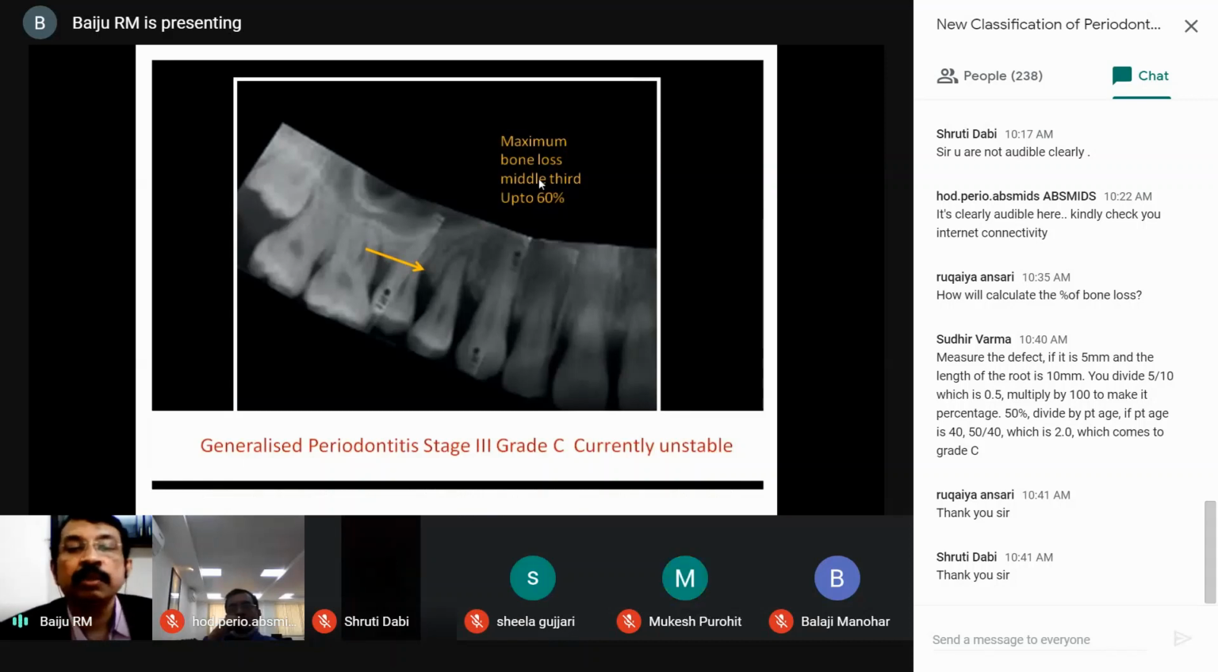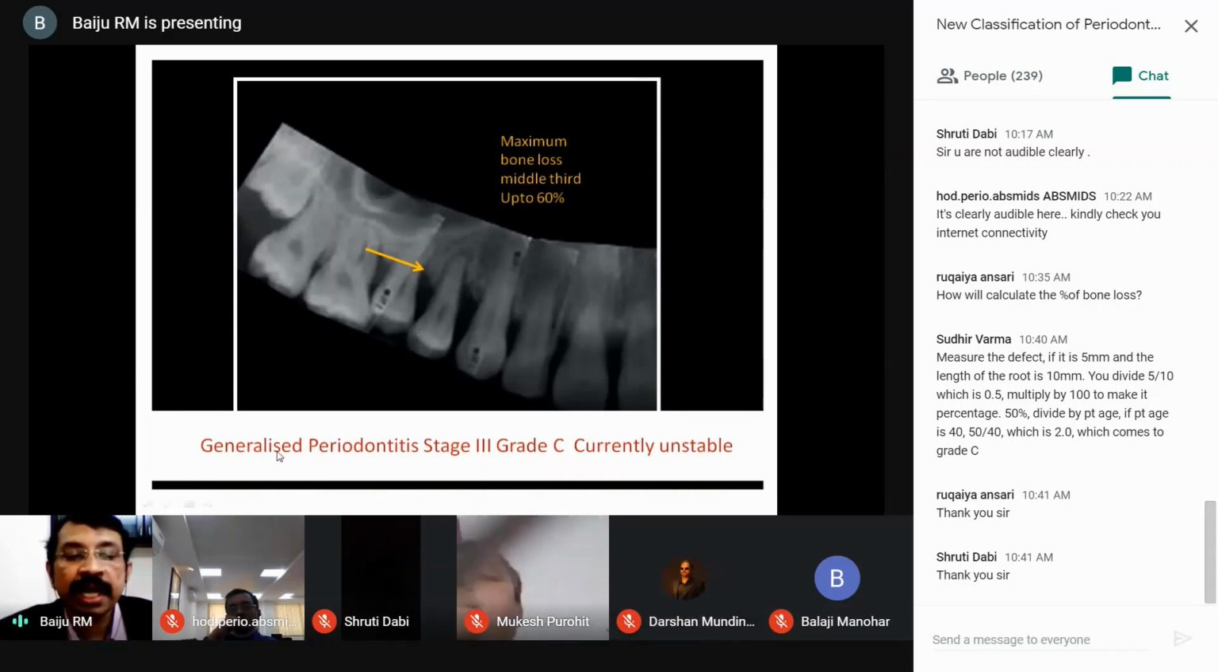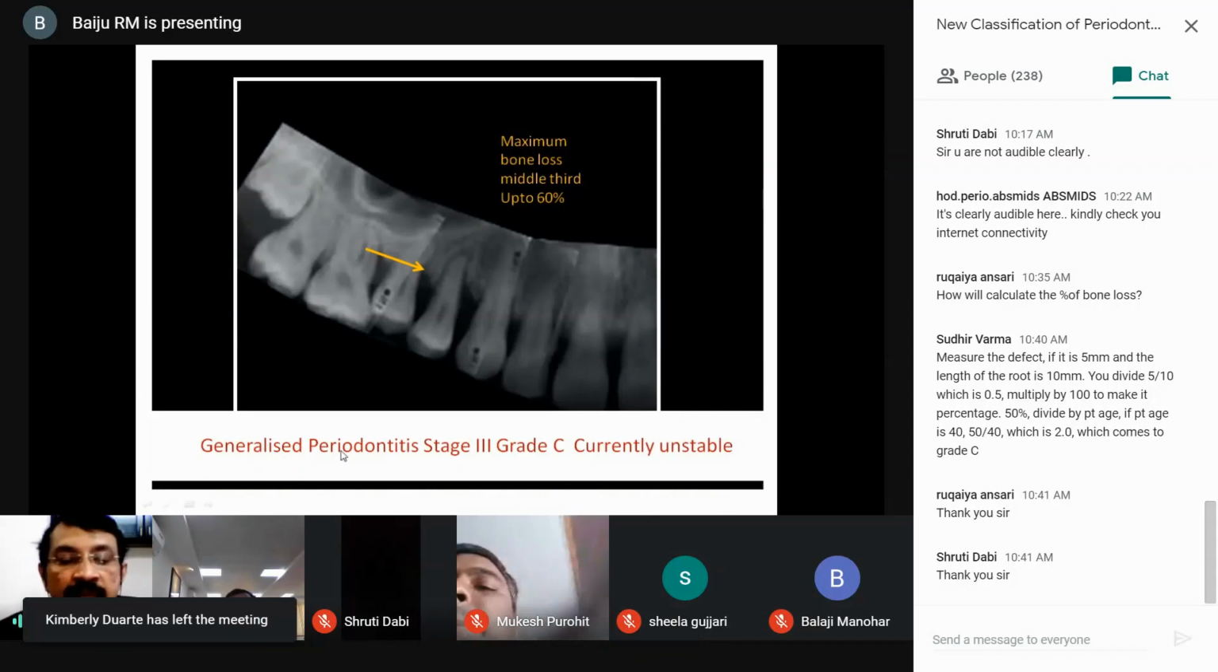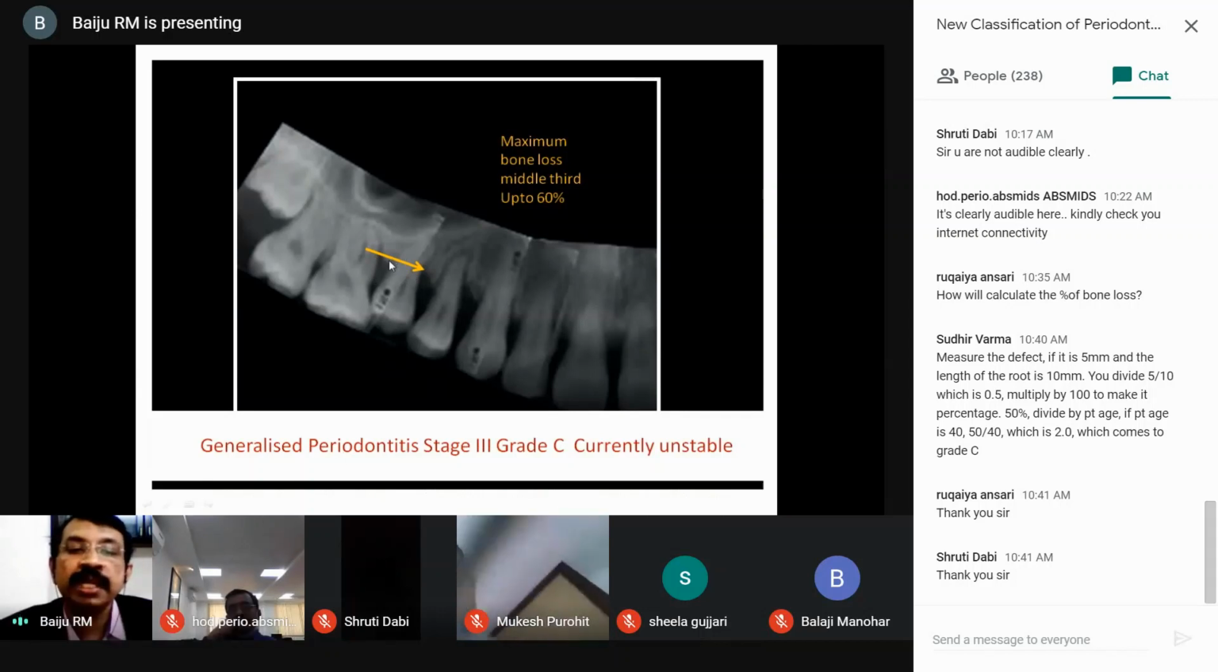So what will be the diagnosis? What will be the stage? Or what will be the diagnostic statement? The patient is 19 years old. Since she has generalized bone loss, with more than 30% of the teeth involved, the diagnosis is generalized periodontitis. At the worst site, the bone loss has extended to the middle third of the root. So we assign it as stage 3.